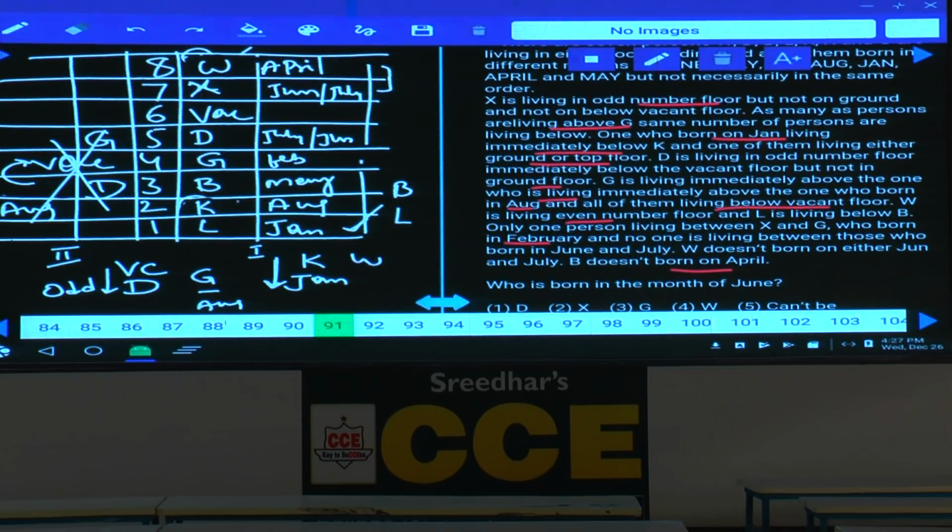In this one, the key information is that the number of persons above G equals the number of persons below B. And in general, there are an even number of floors, hence exactly in between is not possible, isn't it? Next, question numbers 91 to 95, then 96 to 100.